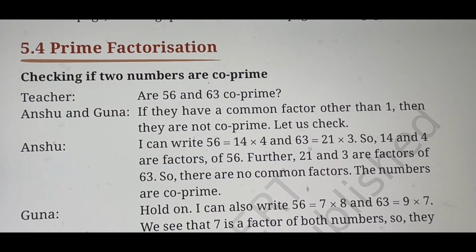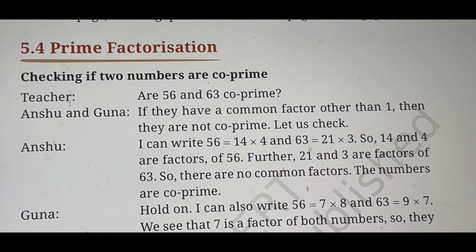In this video, we are going to continue with chapter number 5, Prime Time of grade 6 Mathematics of the new NCERT textbook, Ganit Prakash. And we are going to learn what is prime factorization and how it helps in determining if two numbers are co-prime or not, right? So, checking if two numbers are co-prime.